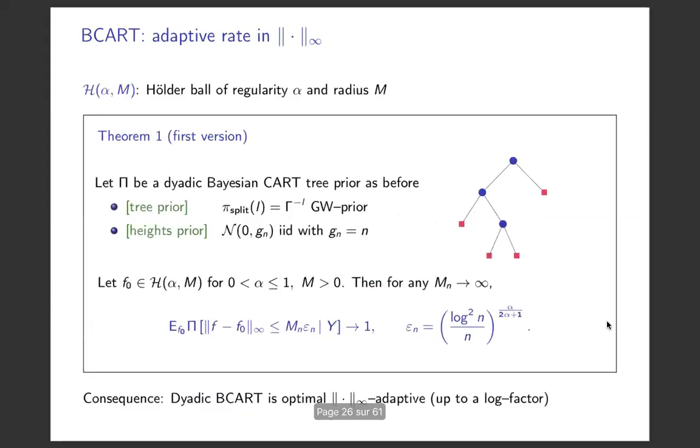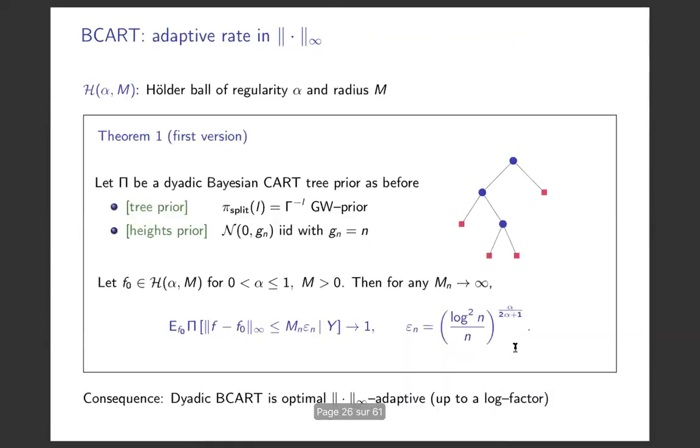Okay, so to give a first result, if you take this BART prior with the split at midpoints, then you can show that for any alpha Hölder function, the posterior contracts at rate epsilon n, which is given here, and it is the minimax rate up to a log factor for estimating alpha Hölder functions. So it's near optimal. That's great news, because up to a log factor, at least in terms of estimation, you are near optimal.